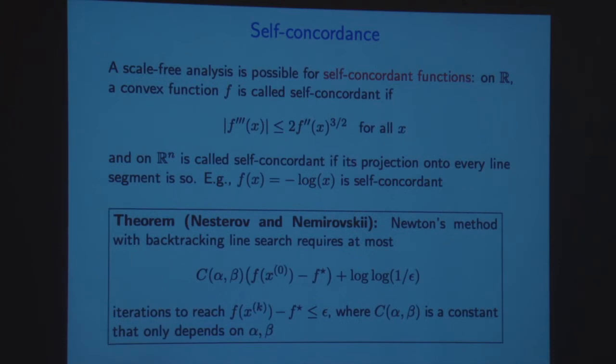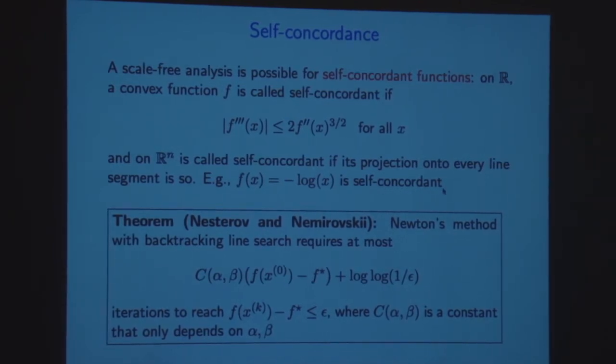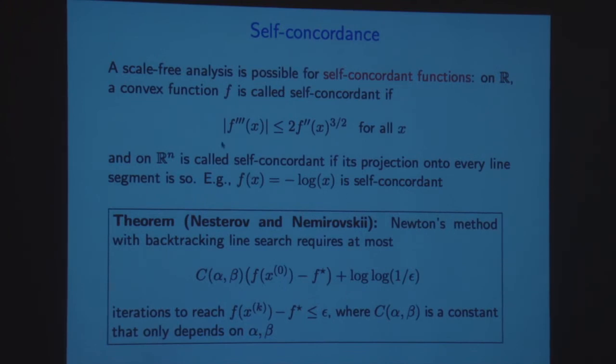If you want to learn more, the reference I link at the end is this book by Nesterov and Nemirovski. It's called Interior Point Polynomial Algorithms in Convex Programming, or something like that. It's, I think, the definitive reference on self-concordance, or at least it was one of the original references.